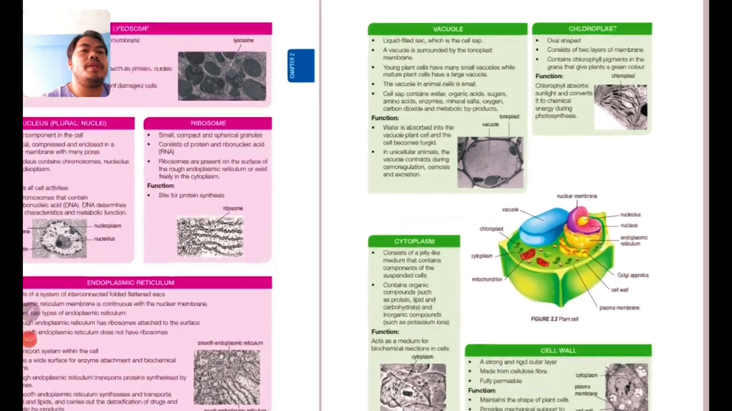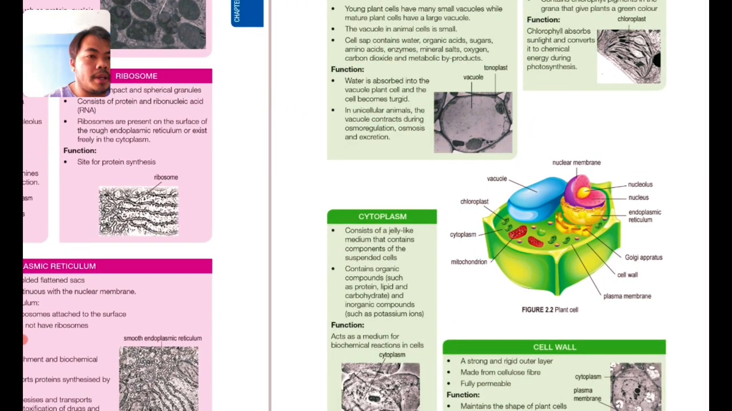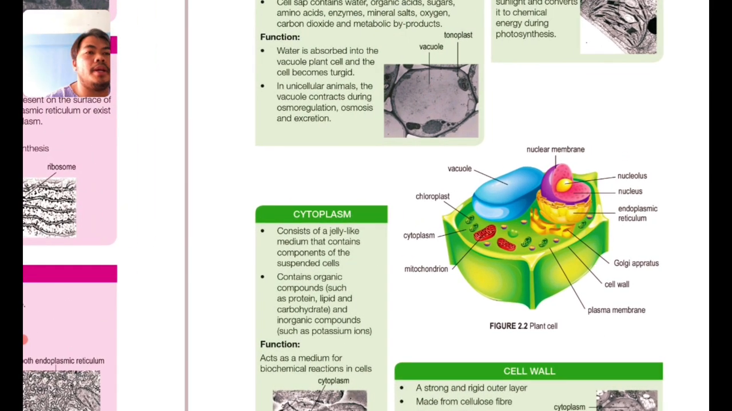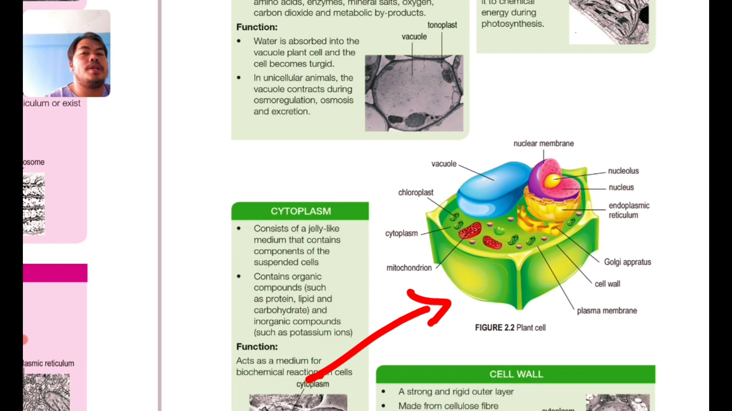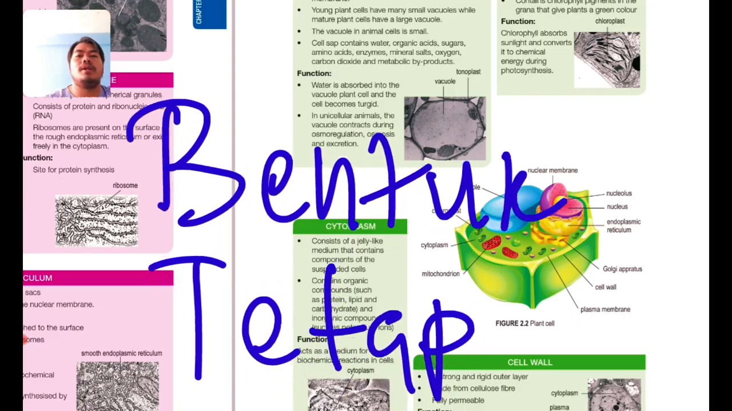So, enough with the animal cells. Now let us take a look at the plant cell. In figure 2.2, you can see the structure of the plant cell right there. As you can see, immediately the shape is different. The shape of the animal cell is round. The shape of the plant cell is like a rectangle. It has a thick cell wall, different from the animal cell, which does not have one.